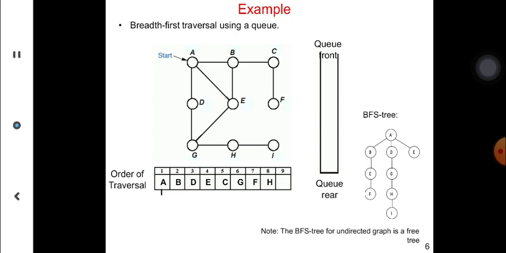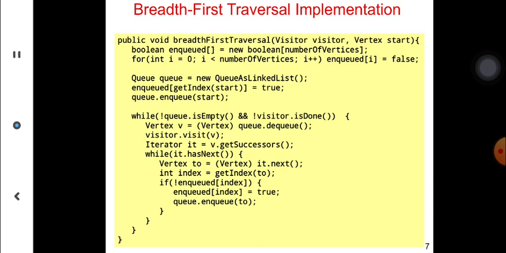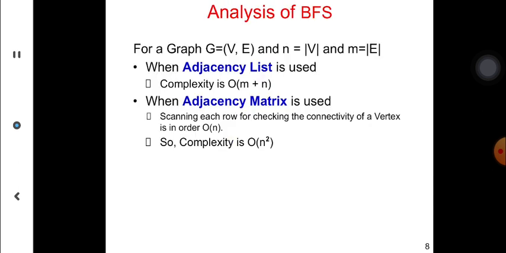So you are maintaining a queue in order to traverse the graph in the breadth first traversal technique. Ultimately the BFS tree looks like this. You start, and this traversal produces a tree. This is the implementation. You are looping and you are enqueuing and dequeuing, the general concept that we discussed.